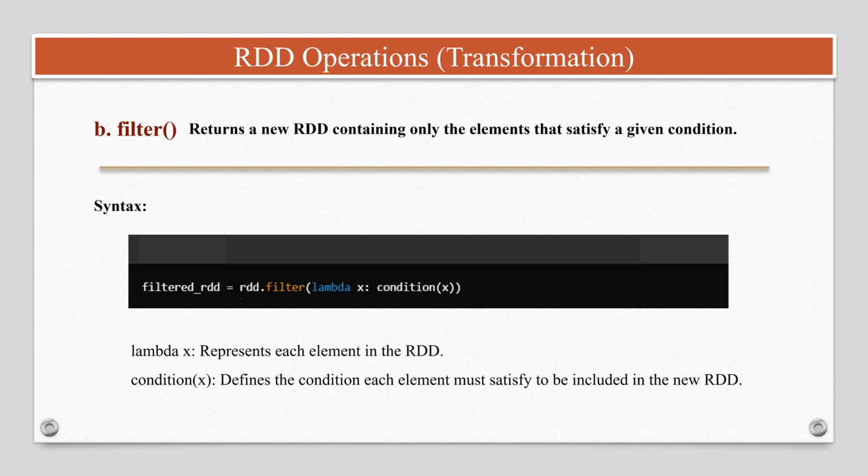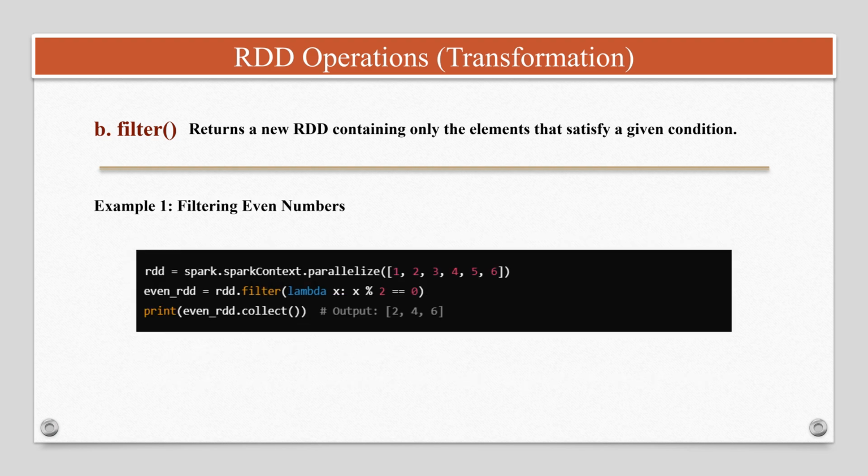Syntax is like rdd.filter(lambda x: condition(x)). So lambda x represents each element in the RDD, and condition(x) defines the condition each element must satisfy to be included in the new RDD. Let's understand the example. Example 1, filtering even numbers. Suppose you have an RDD of numbers and want to keep only the even ones.